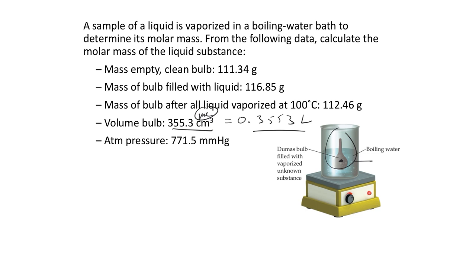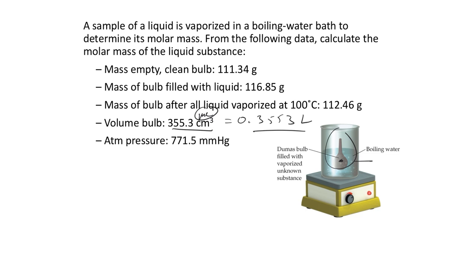And then what we would do with this experiment is put a substance that's a liquid at room temperature and submerge it in a boiling water bath that's going to be high enough temperature to vaporize the compound. So what we're going to do is take a sample of liquid that can be vaporized in boiling water to determine the molar mass of the gas from the data that we have shown here.